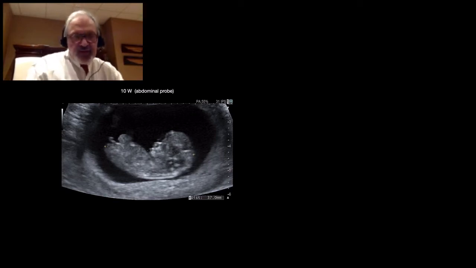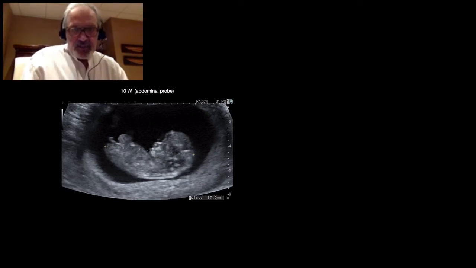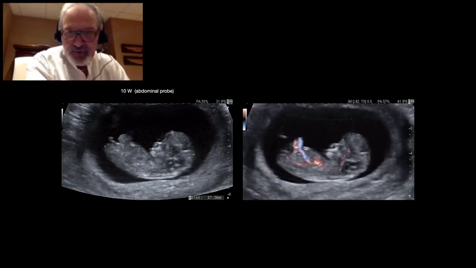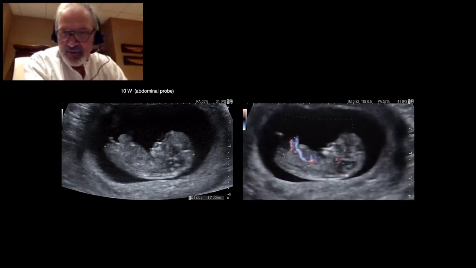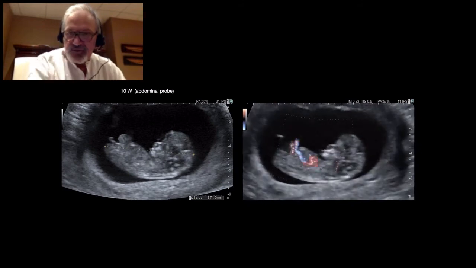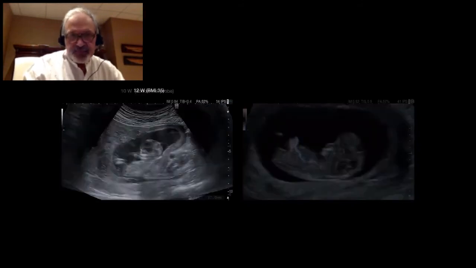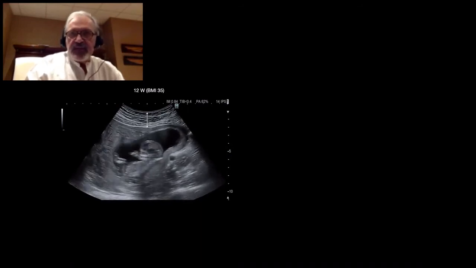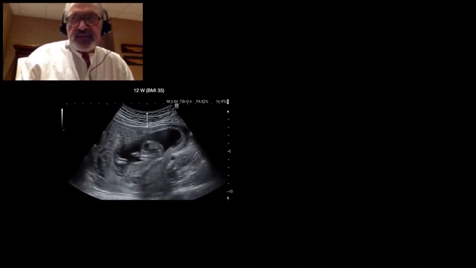Here we have an embryo, 37 millimeters of length, and with the Doppler we can see easily the arterial flow and the venous flow coming back from the placenta, and you can see also the arteries in the brain. Even in difficult technical conditions, the sensitivity is quite good.